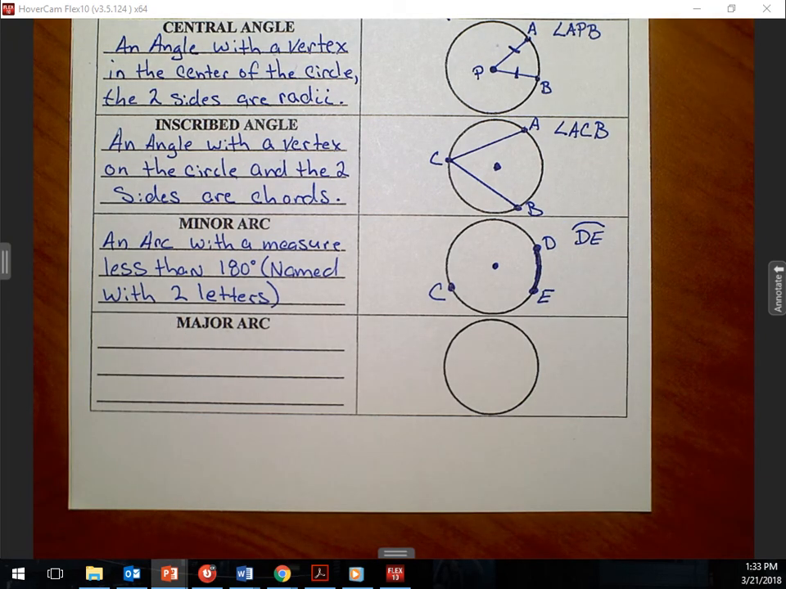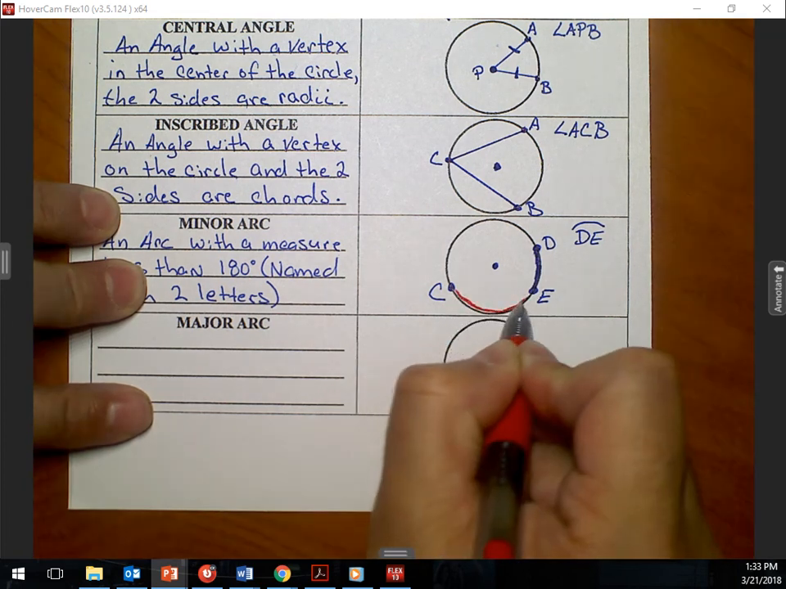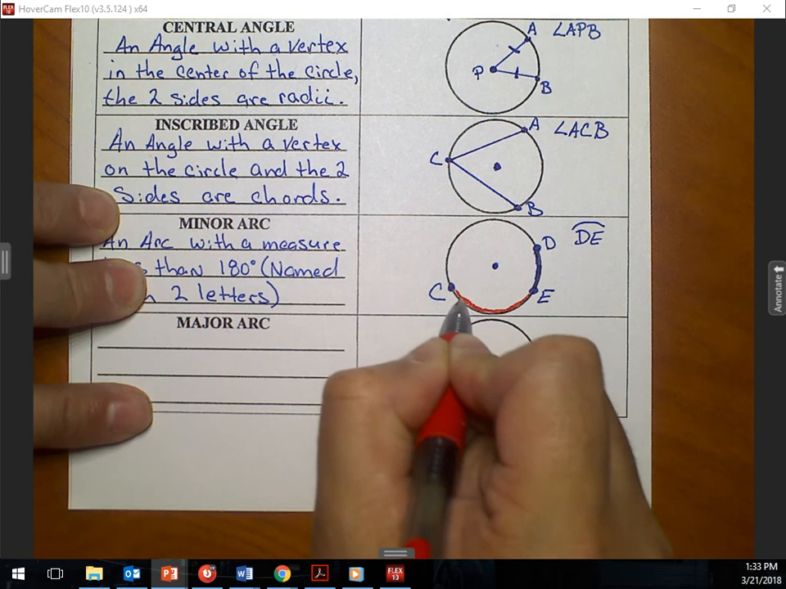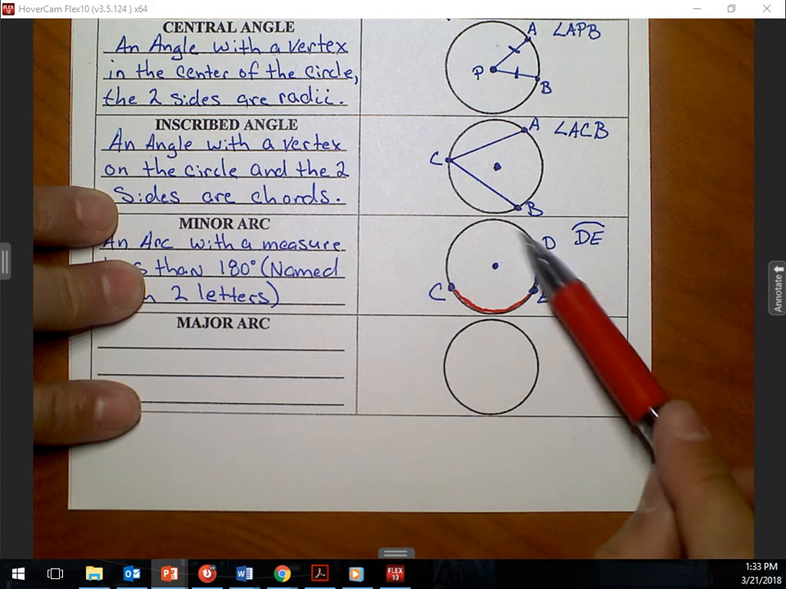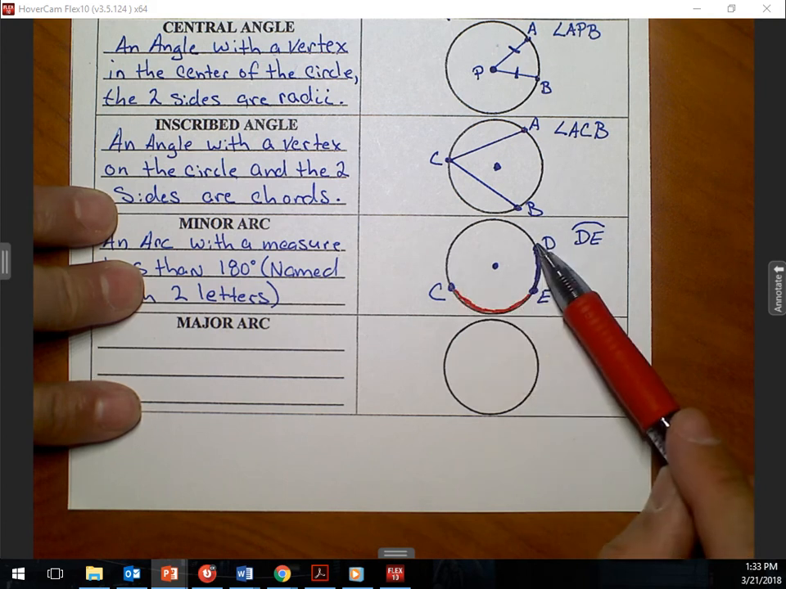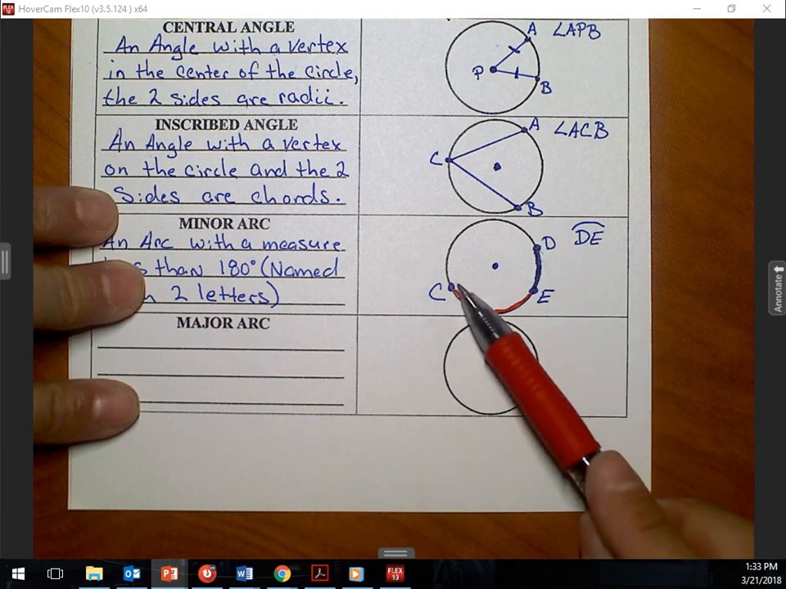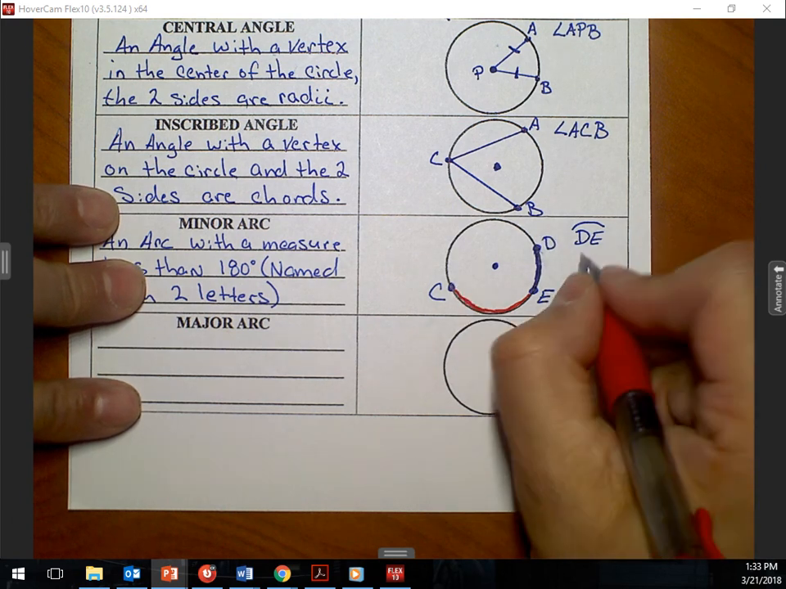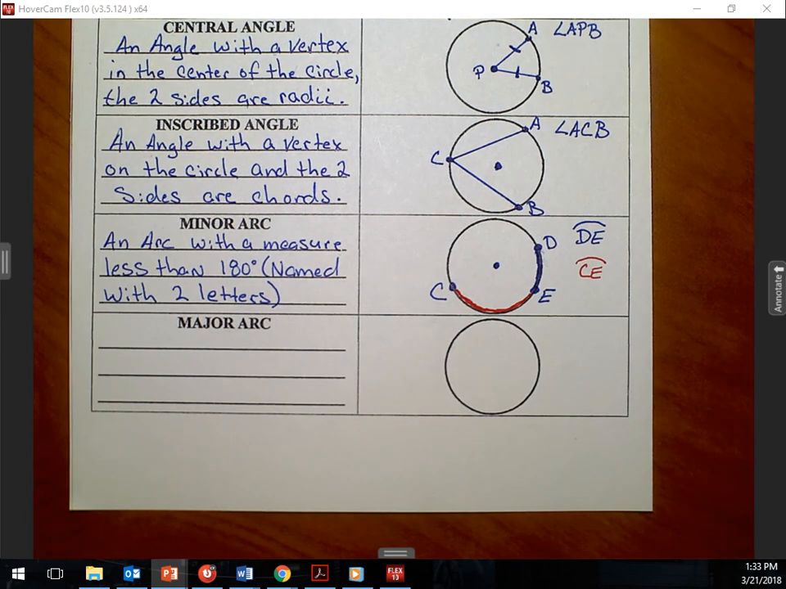Is there another minor arc on here? EC, right? So I could actually do that one too. I'll do that one in red. So that's another one right here. It's less than 180. Could I say CD? Not really. Does it look like it goes halfway around the circle? If it looks like it goes halfway around the circle, I'm going to assume that's halfway around the circle. So I'm going to just say this one right here, CE. So that's arc CE. Make sense? Okay. All right, so let's take a look at the next one.